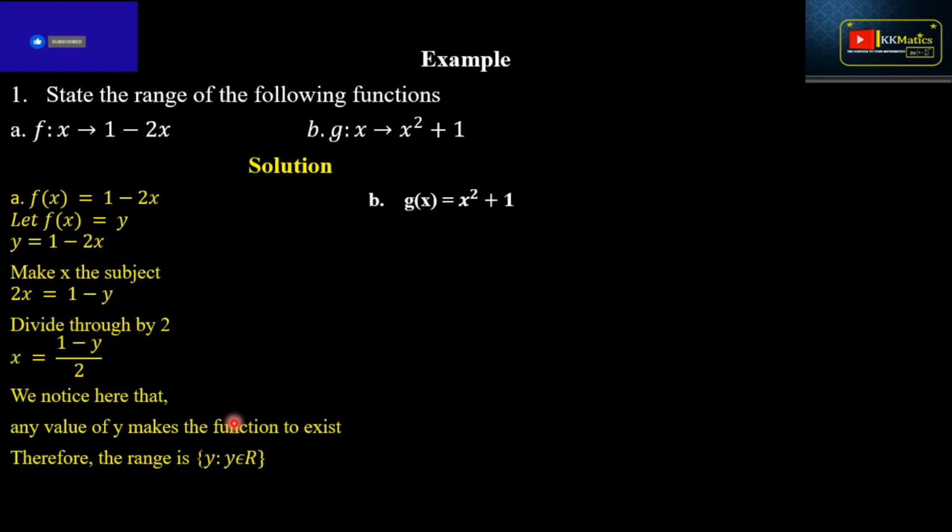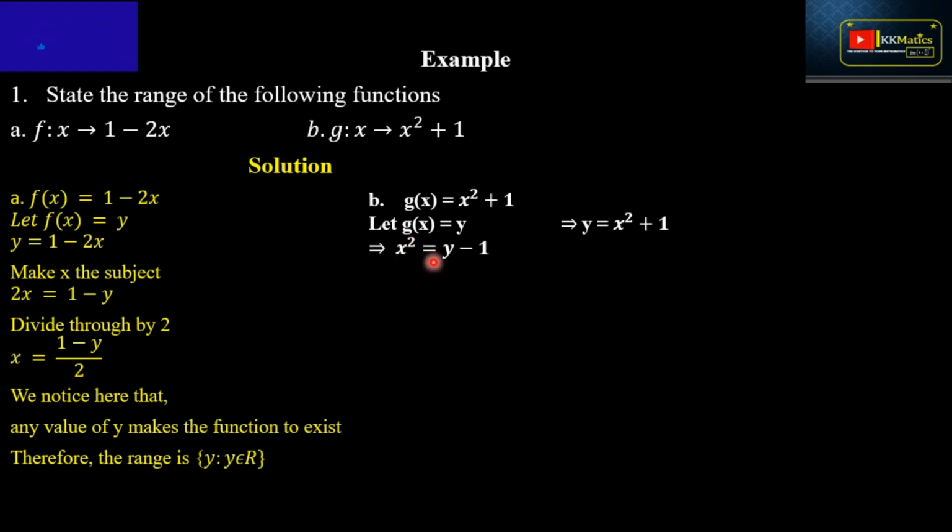Let's consider the b here. With the b, g of x is equal to x squared plus 1. The next step for us is obviously to make g of x y. And by so doing, we have our expression. And so the next step is to what? Find x. Make x the subject.